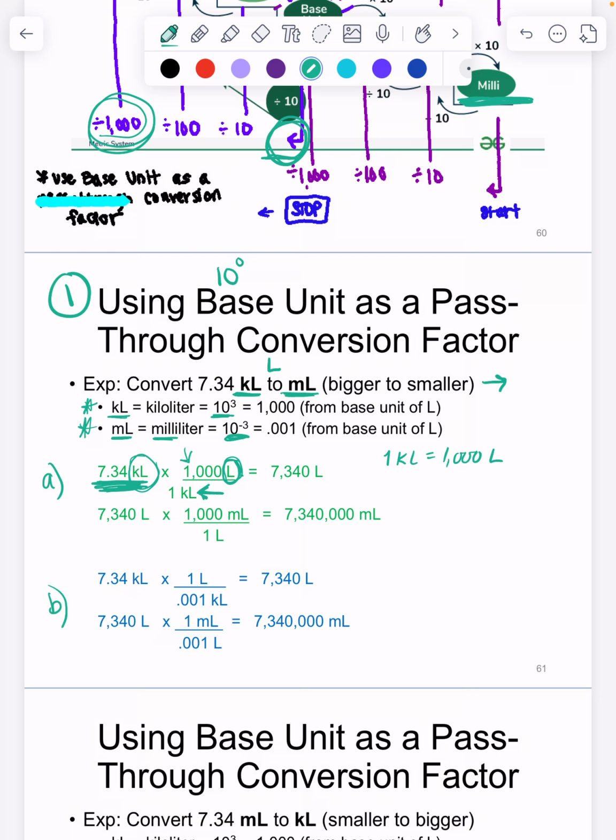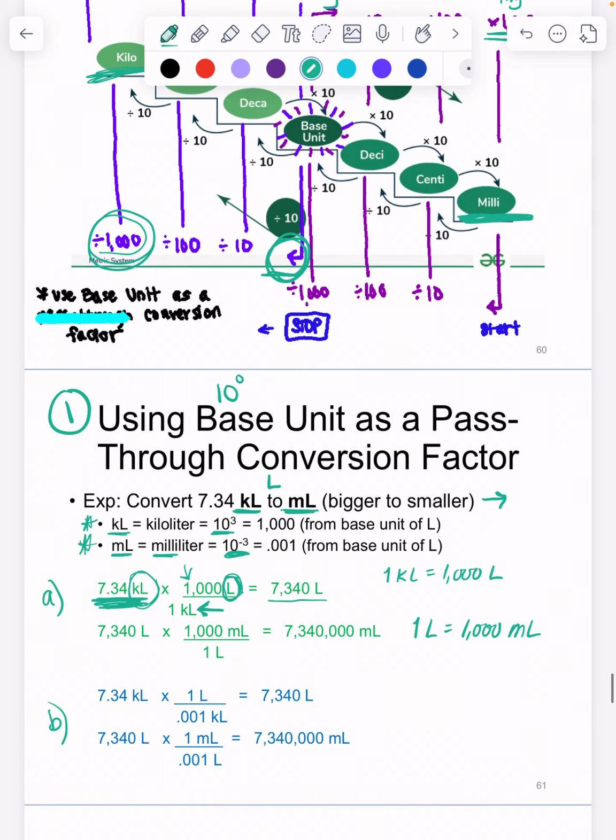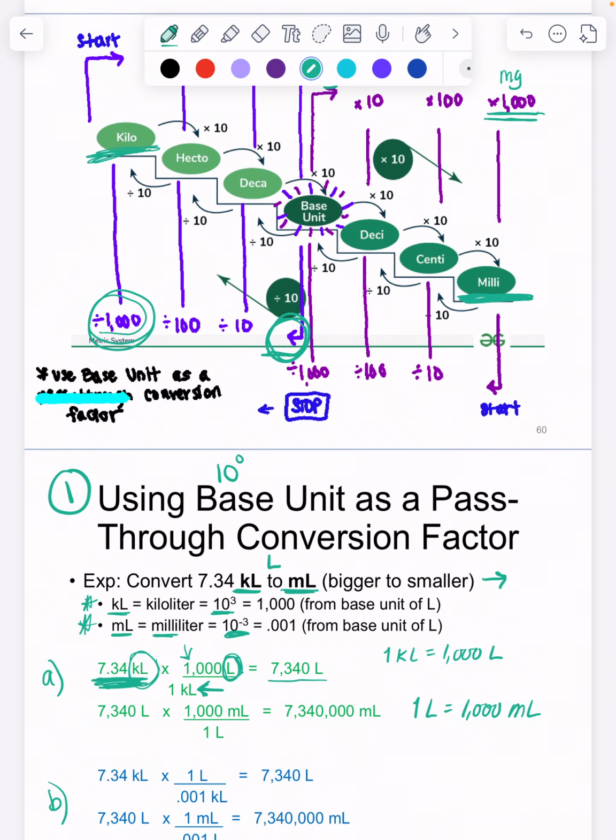So after converting that, I have 7,340 liters. Awesome. Then I have to go back and I have to ask, well, hey, I'm at liters. What do I need to do next? Go to milliliters. So we're going to write another conversion factor here. And I'm going to say 1 liter equals 1,000 milliliters. And that makes sense again. If I scroll up a little bit and I look at this timeline, I'm going from my base unit to milli, and I am moving 3 to the right, okay? And that is also equal to 1,000.